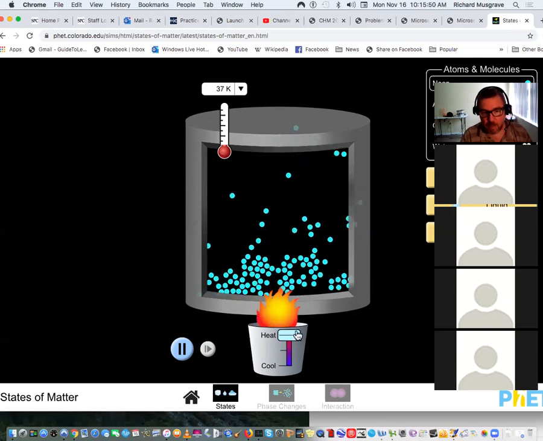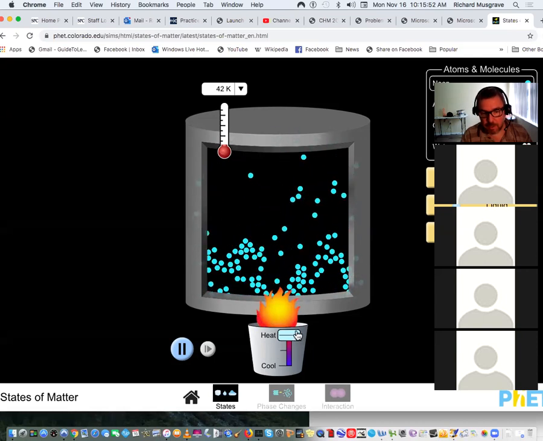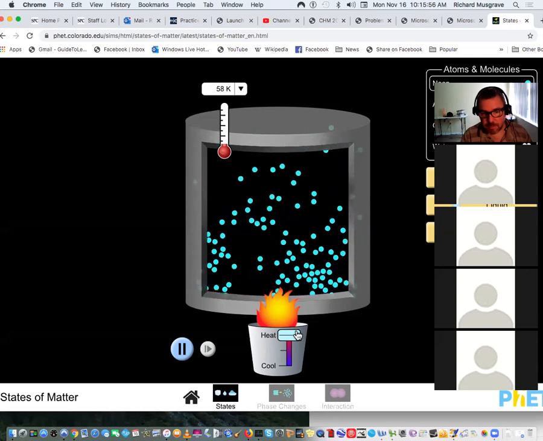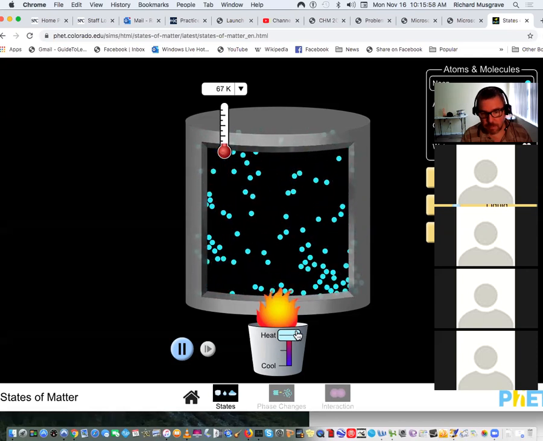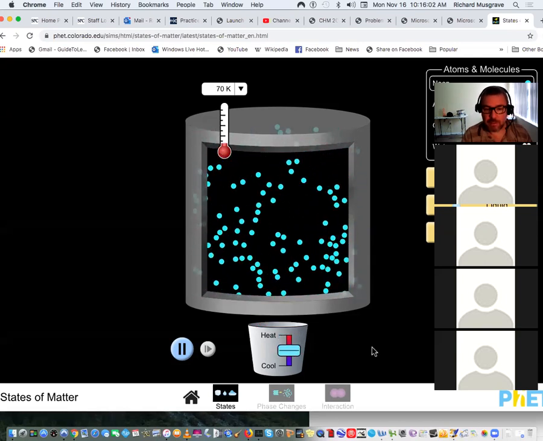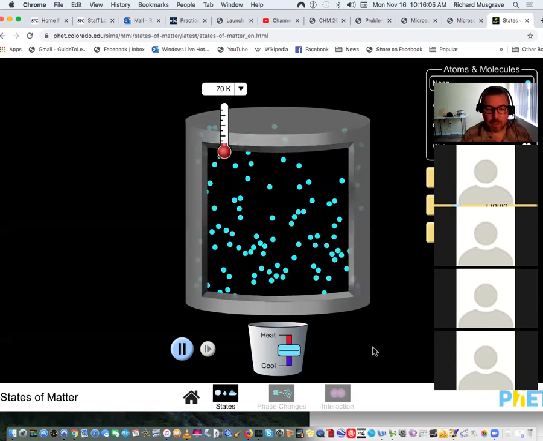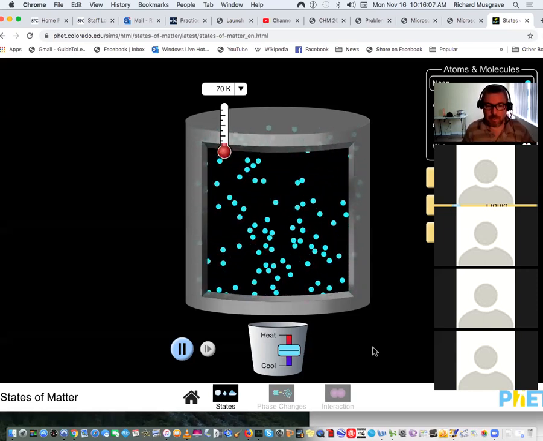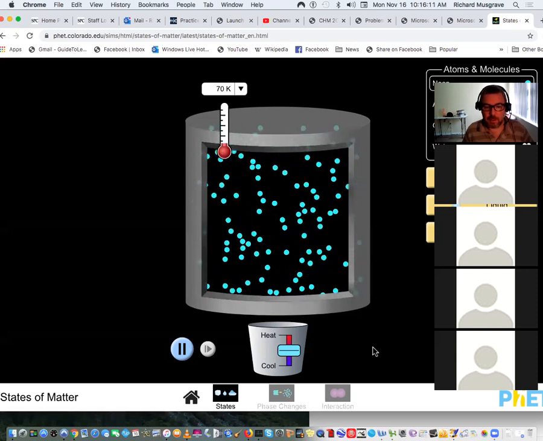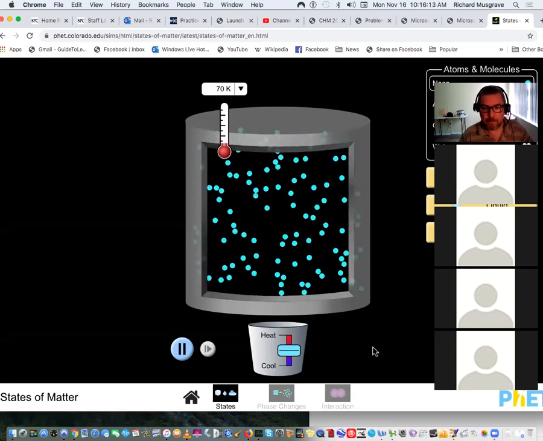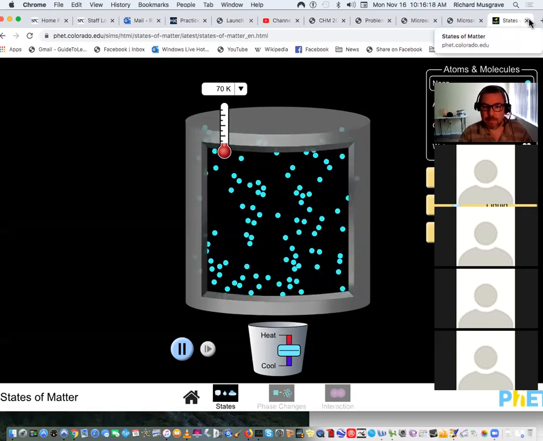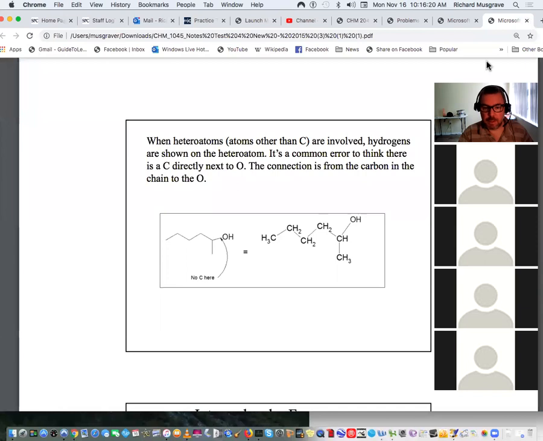Now, if I heat this more, of course, what's going to happen? It's going to turn into a gas. And now you can see the molecules are no longer touching each other and they're filling up the entire container. So that's what I want you to be able to imagine here about the distinction between solid, liquid, and gas. Does anybody have any questions so far? Okay.